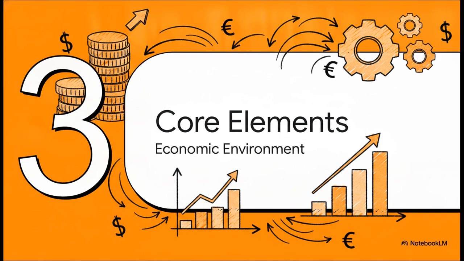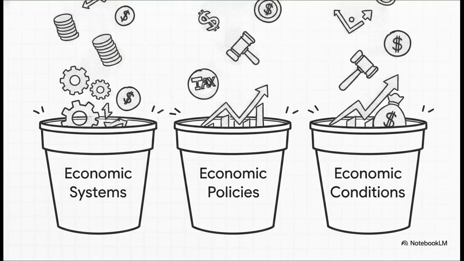All right, on to Section 3, core economic elements. The economic environment a business interacts with is essentially the sum total of 3 highly organized subcategories. You've got economic systems, economic policies, and economic conditions. Every piece of complex financial data, every global market trend, and every localized spending habit you analyze, it's all going to slot fundamentally into one of these 3 buckets.